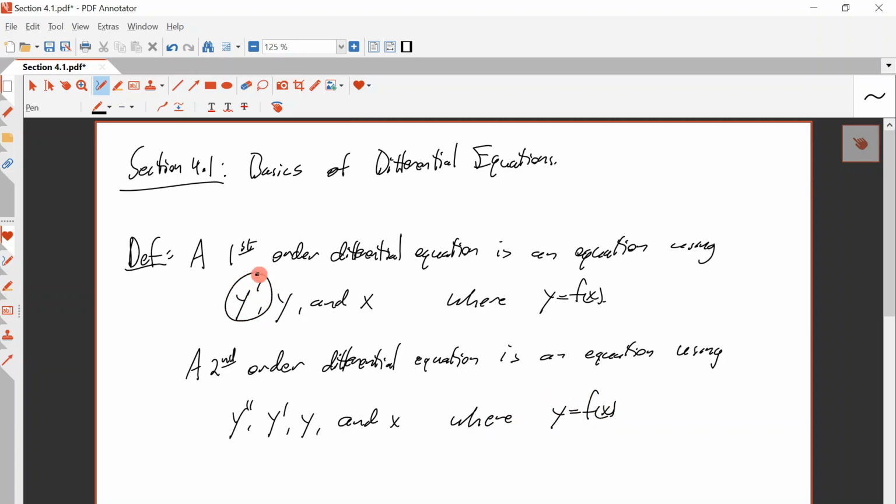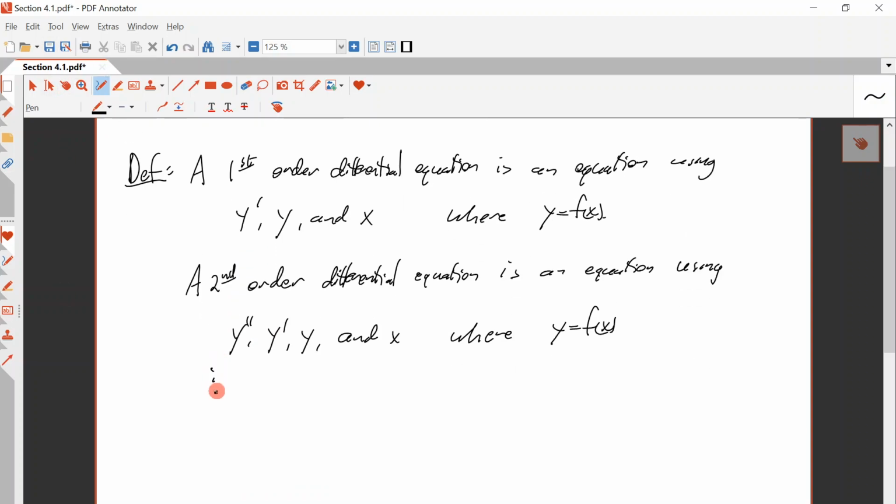So the difference here is that y prime is the highest derivative of y, and here y double prime is the highest derivative of y, and so on and so forth. Third order differential equation, fourth order differential equation, etc. Okay?